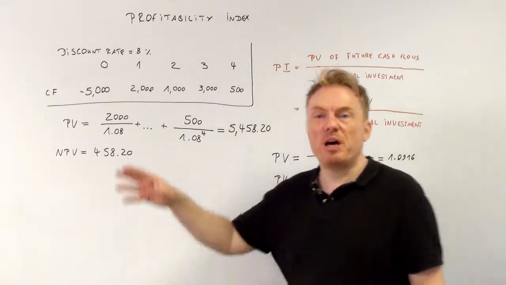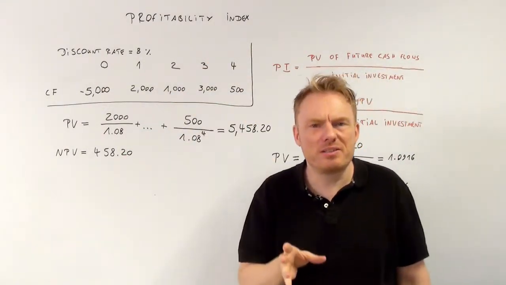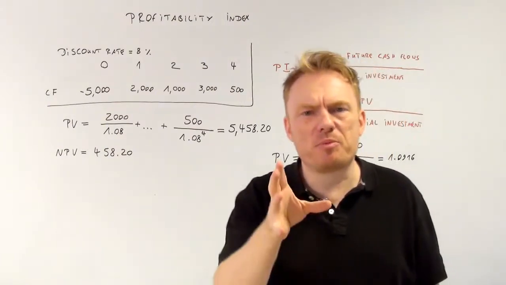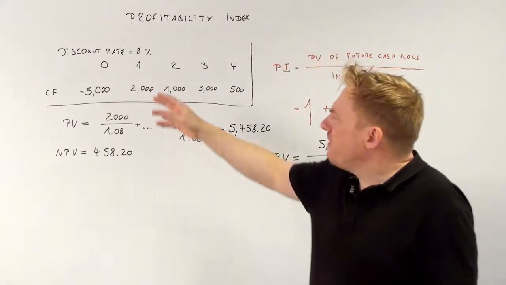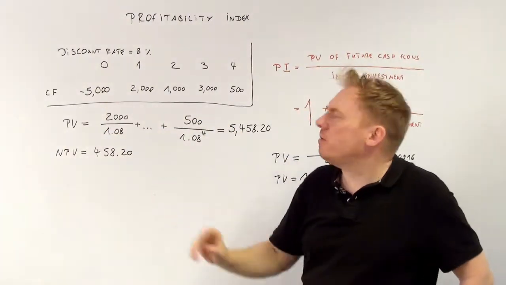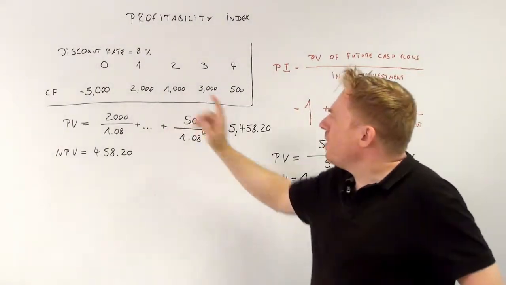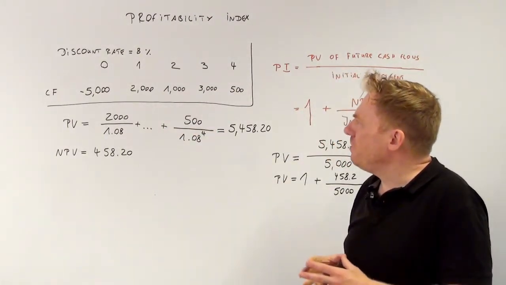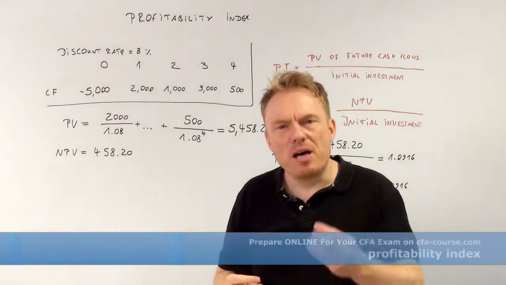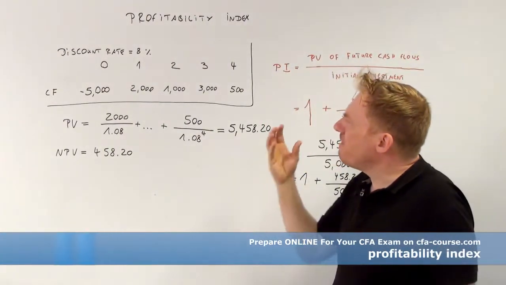We're talking about the profitability index. Profitability index is closely related to the net present value and to the present value. You want to invest $5,000 today in period 0. You might get $2,000 in period 1, $1,000 in period 2, and so on and so on. Now the question is, do you want to invest? Do you really want to invest?